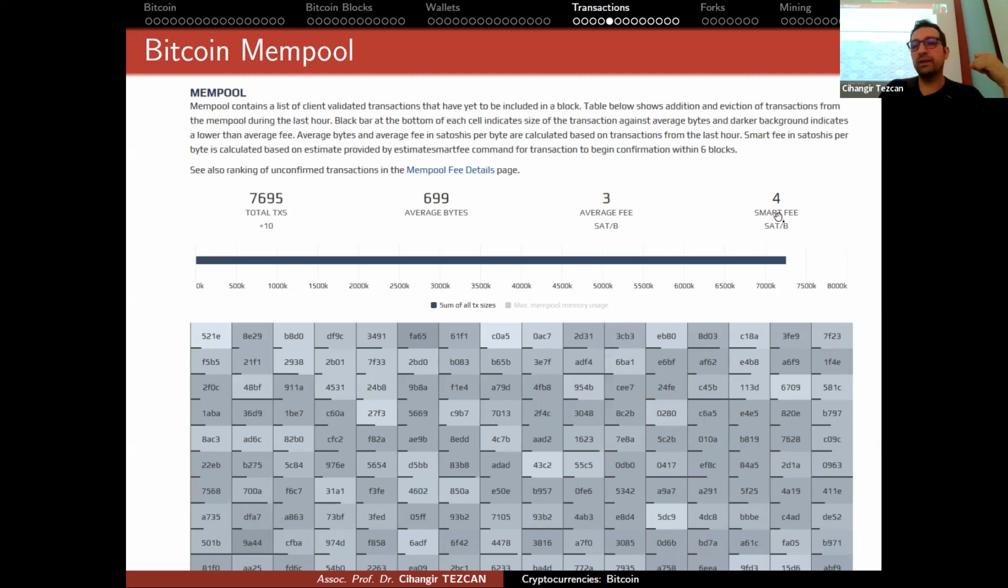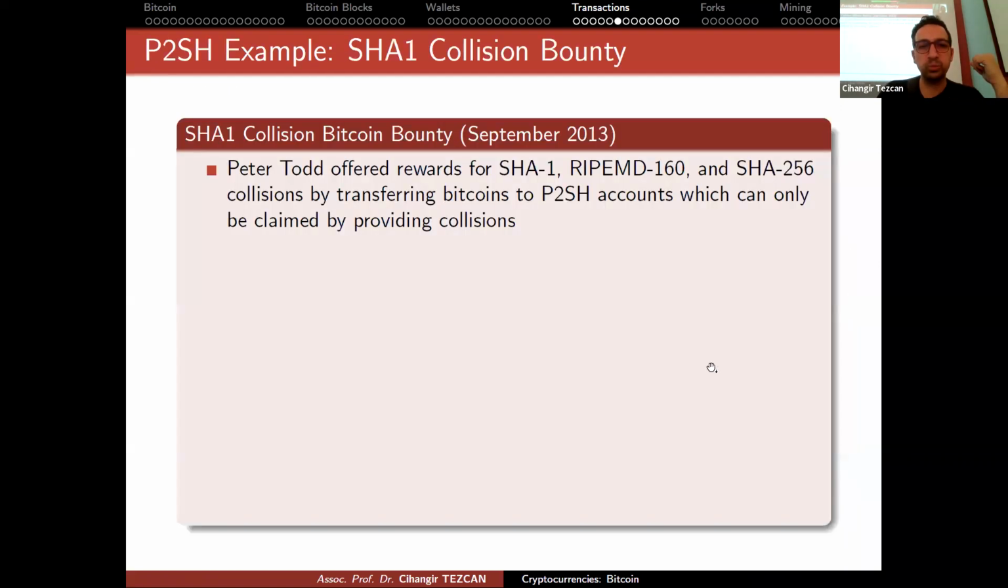But if you pay 4 Satoshis per byte, this means that most probably it will be included in the first block after the full nodes hear your transaction. Okay, so this is actually how it works. You say that you want to make a transaction. It is included in this kind of mempool, and full nodes include them by solving the mining puzzle. Okay, so this will be more clear when we talk about mining.